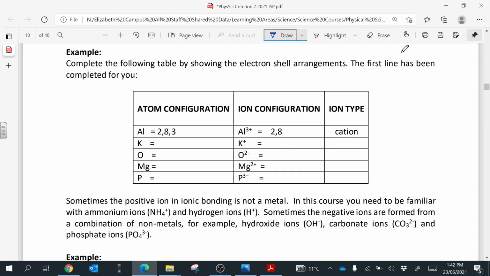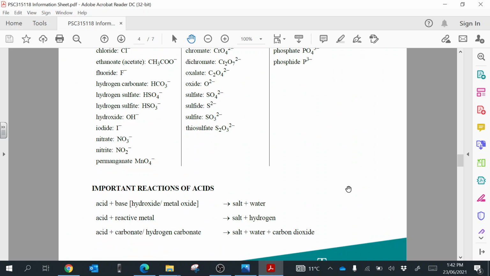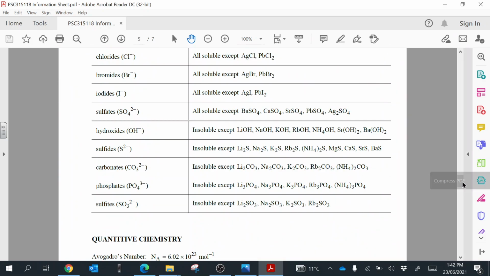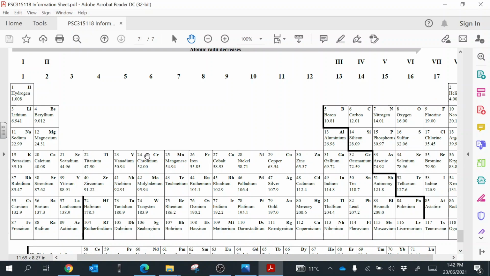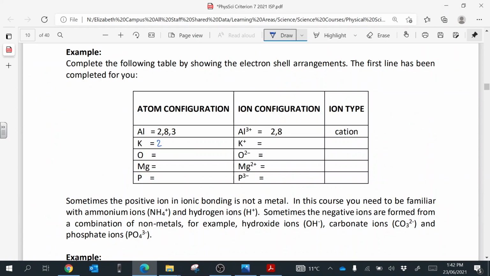Oh, right, so potassium. If we look at potassium and we go to our periodic table. Here we go. Potassium here, 19. So 19 means it's got 2, 8, 8, 1. And then it wants to lose this outer electron to become 2, 8, 8. And it's positive, so it is a cation. And I say cats are positive. So cats are positive. That's how I remember it.